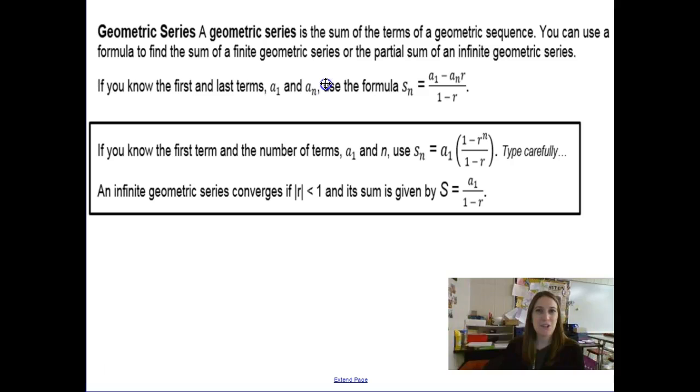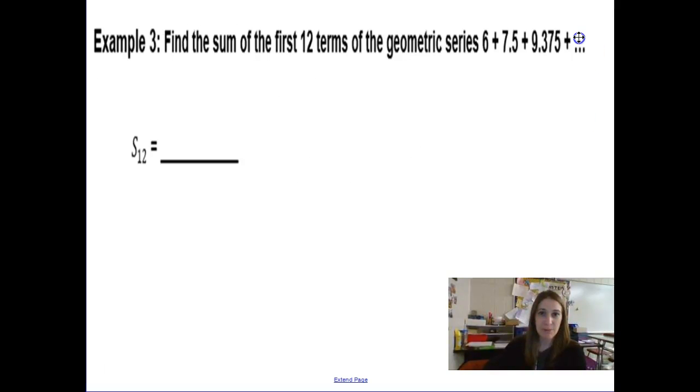All right, geometric series. So there's that formula we're going to be using mostly. Be very careful how you type this one, though. You're going to probably have extra parentheses right here and right here. So please don't just watch someone else type it or just assume you're going to type it right. Please practice.